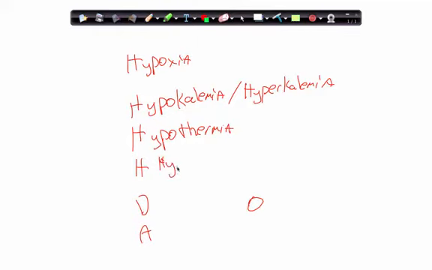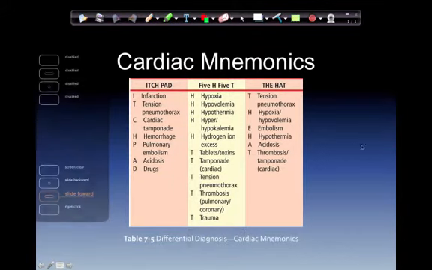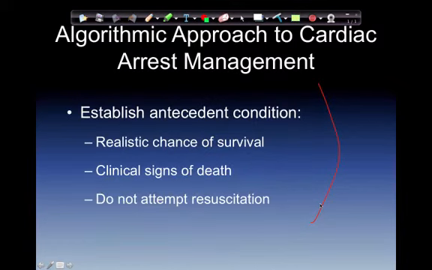Oop, I already had an H. So this is the 4-HDOA here. Again, these are in the algorithms. They're gone over explicitly in PEA and asystole. But cardiac mnemonics help you remember what might have caused the patient to get into full arrest.